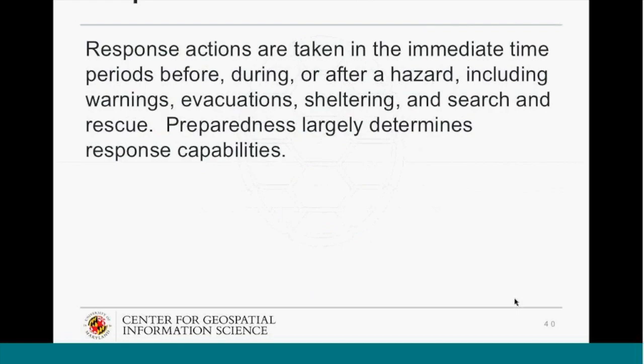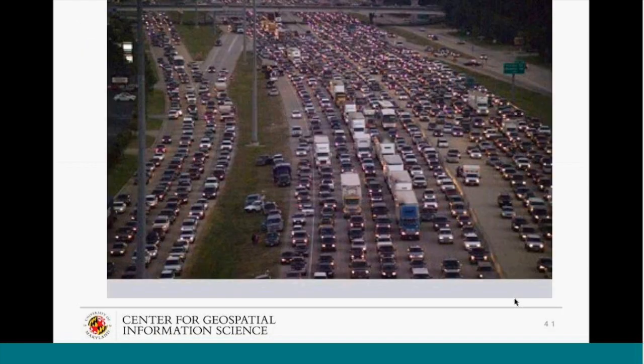Moving on to emergency response. These are actions that are taken in the immediate time periods before, during, or after a hazard, including warnings, evacuations, sheltering, and search and rescue. Your preparedness largely determines your response capabilities, right? So in order to have a successful search and rescue, you usually have to have people who understand that it's their job to undertake this mission and are pre-positioned at locations that, A, won't be completely cut off by the hazard that they're trying to deal with, and B, have enough supplies and other equipment to allow them to do their job.